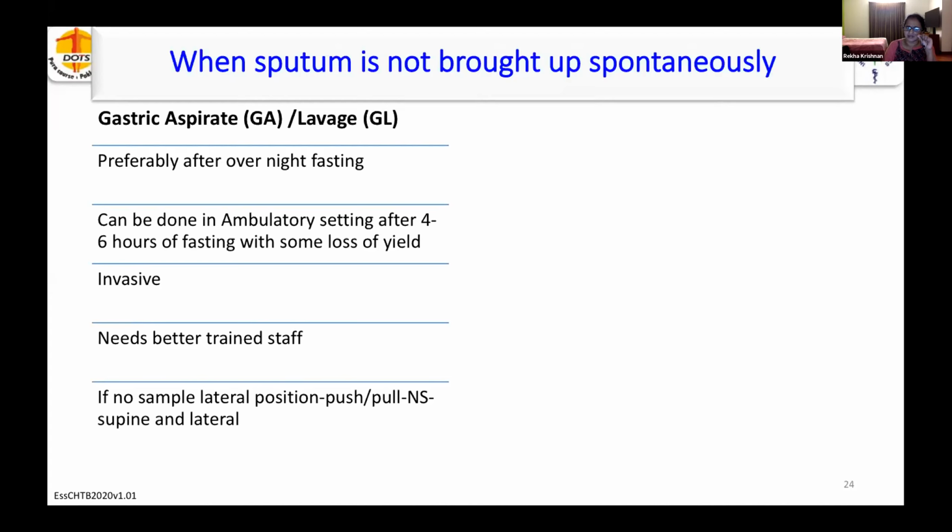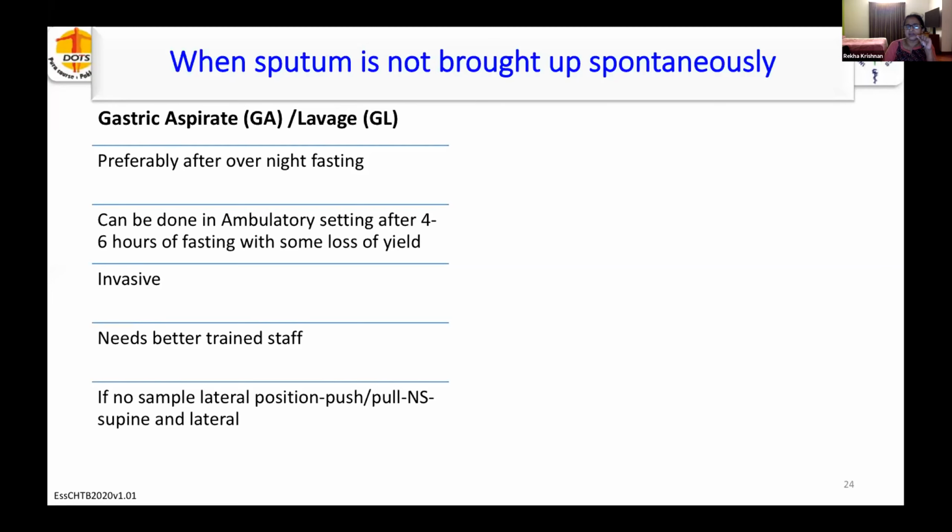And as you all know, it is an invasive procedure and we need trained staff. Some practical points: when you are taking a gastric aspirate, ideally we have to take it in the early morning, because if the child is awake, then peristalsis will occur and this swallowed sputum will go down to the intestine. So it is preferable to take it in the early morning.